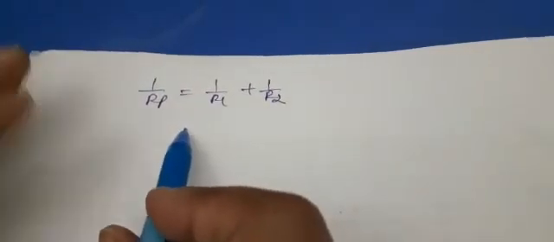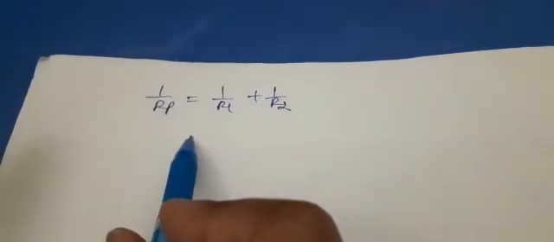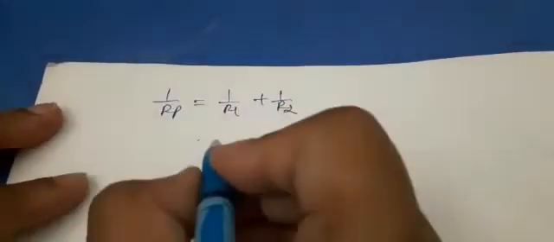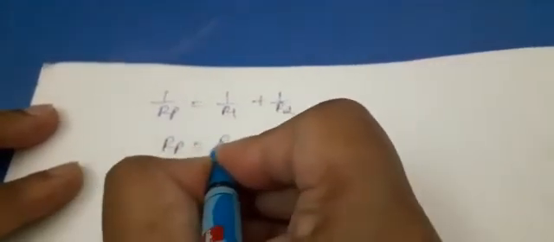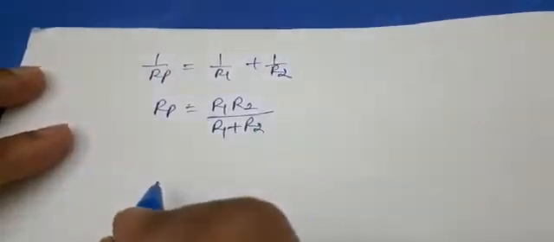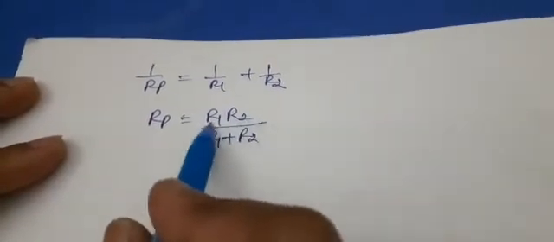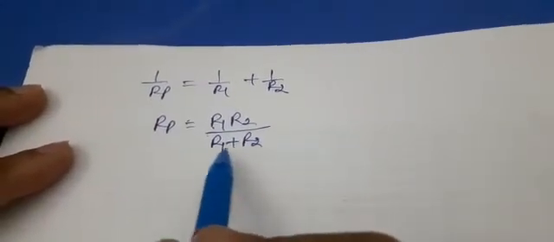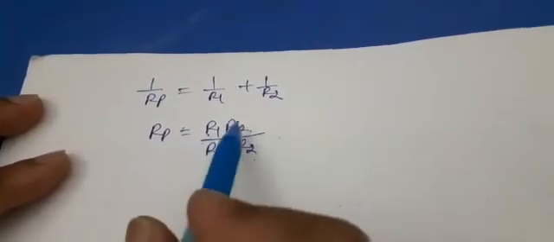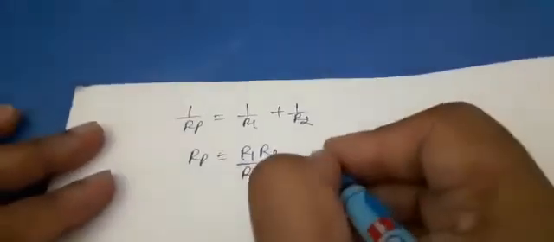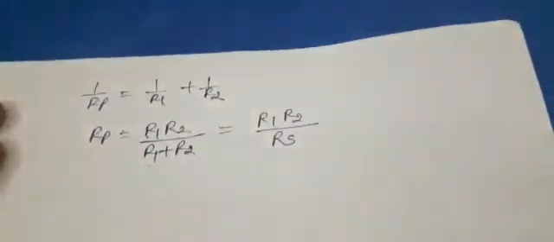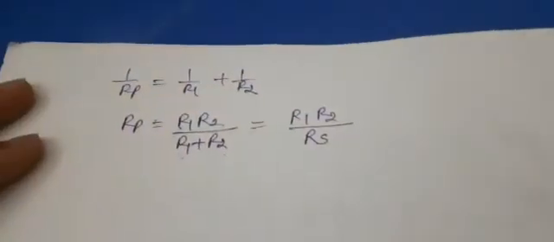In this result which I am following at this time and the previous one which I have explained, there will be variation in the result. How? Let me see. RP is R1 R2 upon R1 plus R2. Now if you see this result, this is the product of R1 R2 and this is the sum of R1 and R2, and this is the division operation. It means addition, multiplication and division, all three operations will be used here. And R1 R2 upon RS, because R1 plus R2 we have represented by RS.